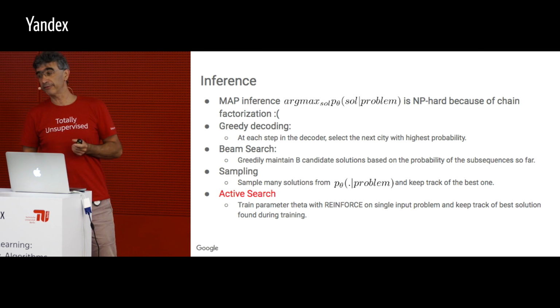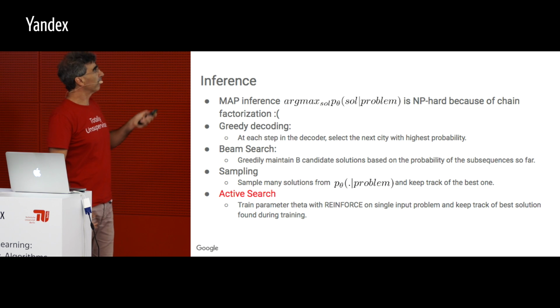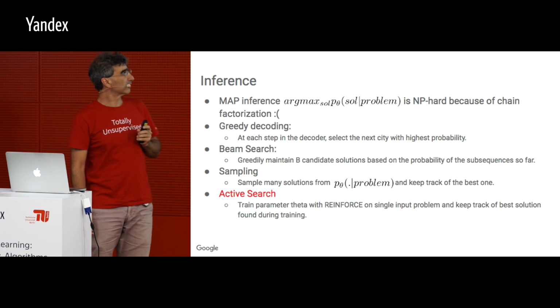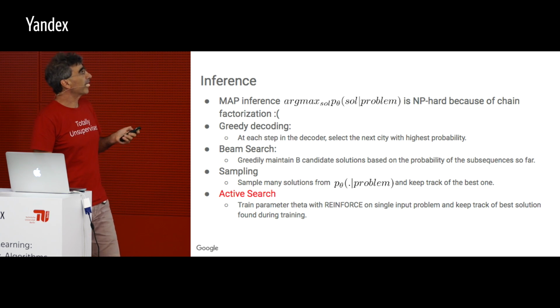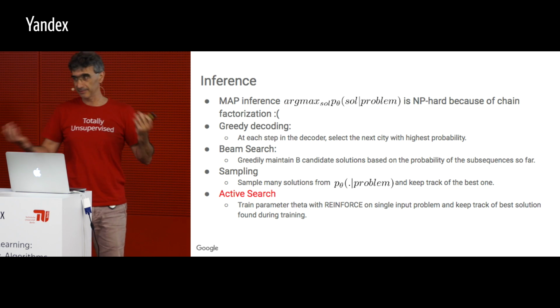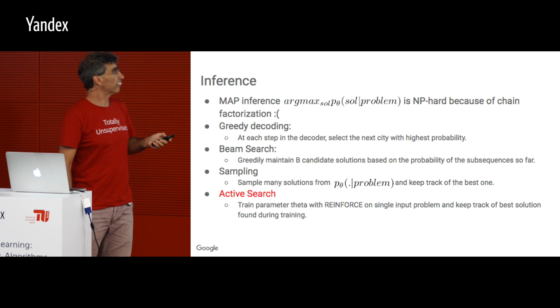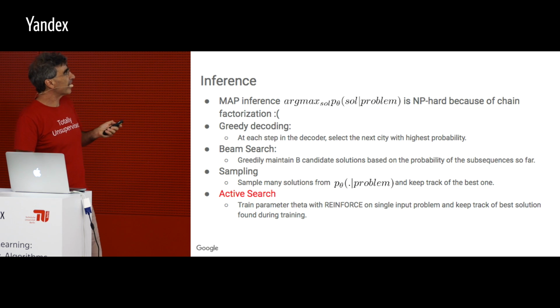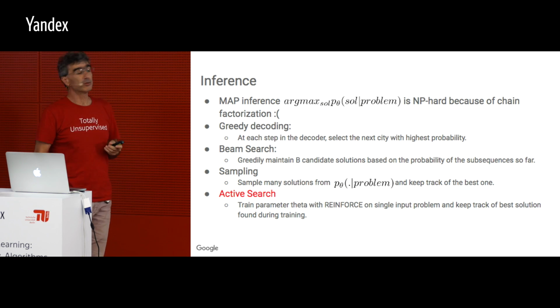Now, what do you do at inference? Well, at inference, you have a series of options. The first one is you'd like to have the actual maximum that you would get. Of course, this one is impossible to get. It's NP-hard to get. So instead, the simplest thing you could do is greedy decoding.